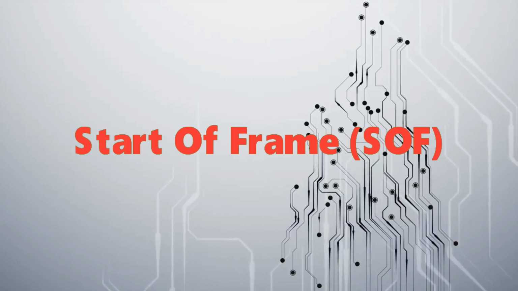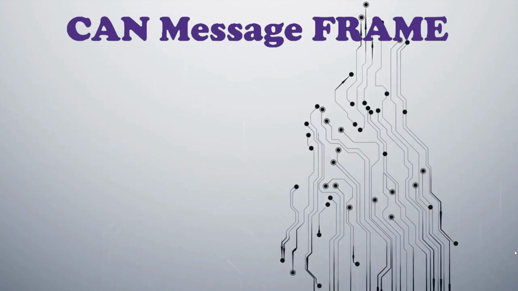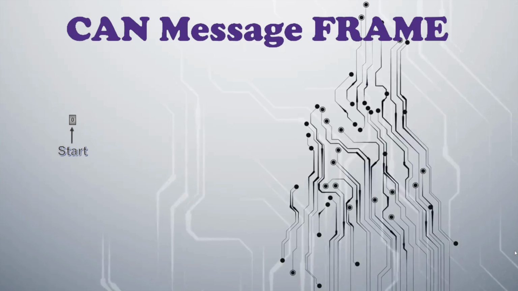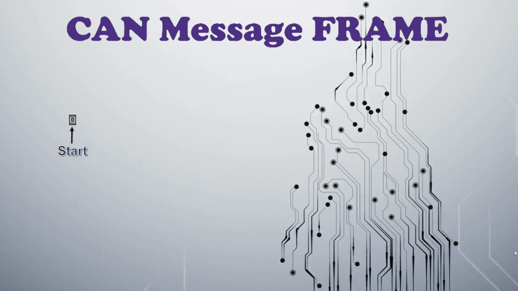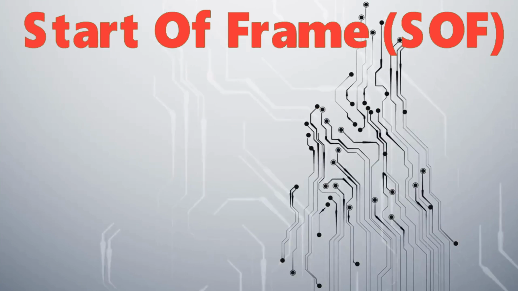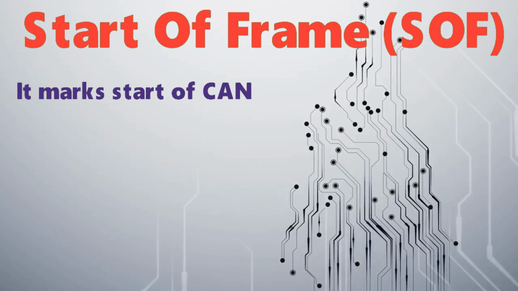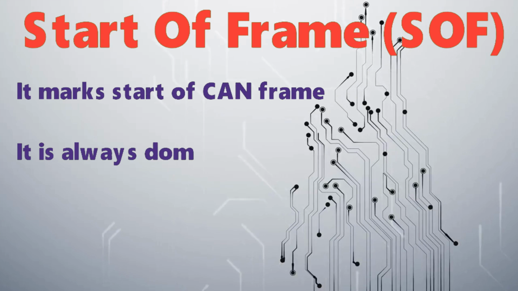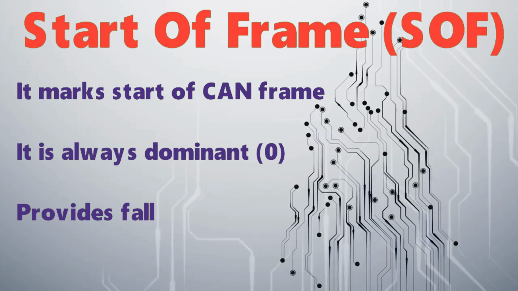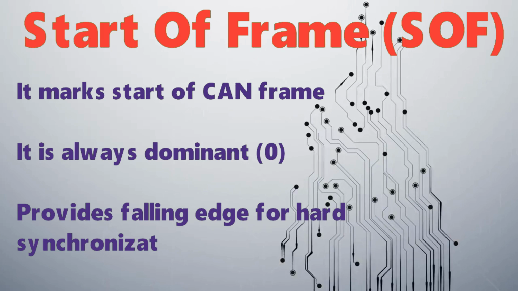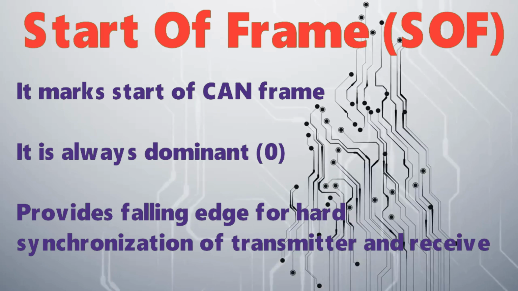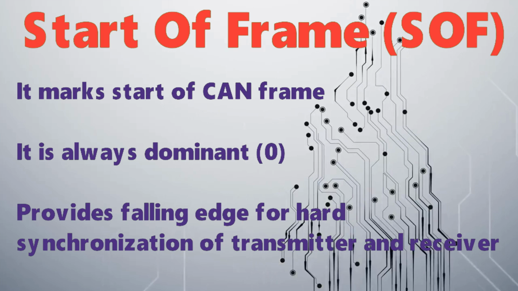Start of frame, SOF. It marks the start of the frame. It is always dominant 0 and it provides a falling edge for hard synchronization of transmitter and receiver.